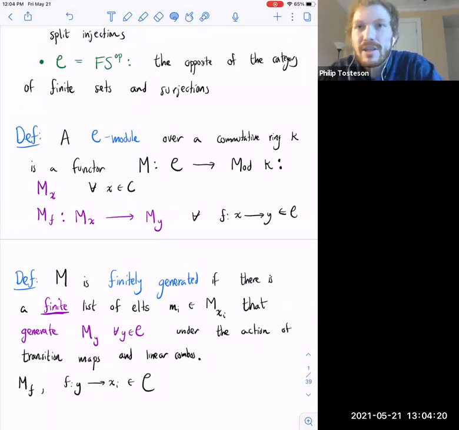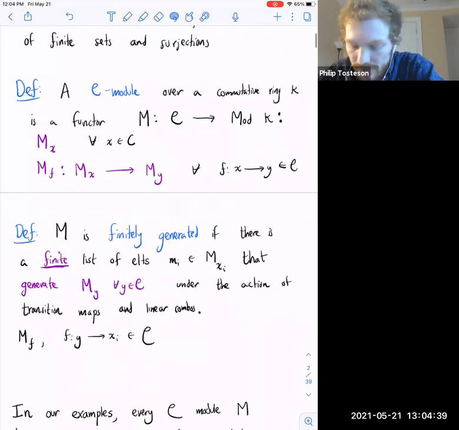The key definition that we think about in representation stability is the notion of a finitely generated module. A module M is finitely generated if there's a finite list of elements that generate it under the action of transition maps and also taking linear combinations.